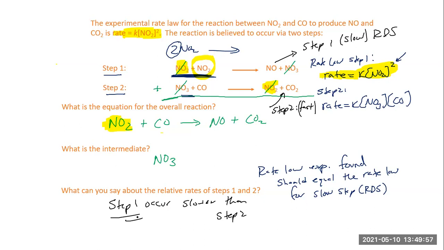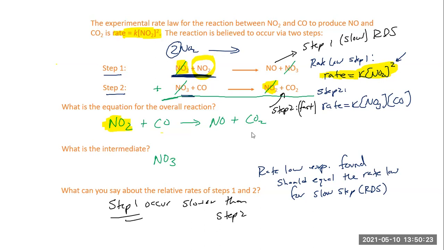So this is one type of mechanism problem where they really don't individually tell you which step is the rate determining step or the slow step. What they basically will tell you is the experimental rate law, and what you would expect to do here is use that information and the rate laws for each step to determine which one would be the slow step.